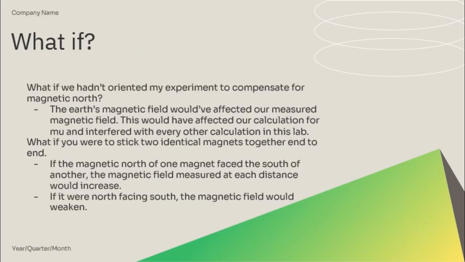So to answer a couple of what-if questions: what if we hadn't oriented this experiment to compensate for magnetic north? Well, the magnetic field of the Earth, because Earth has a north and south pole, would have affected our data and thrown it off. And the data we collected is the basis of pretty much this entire experiment and code. So all of the rest of this lab would have been wrong if we hadn't accounted for that.